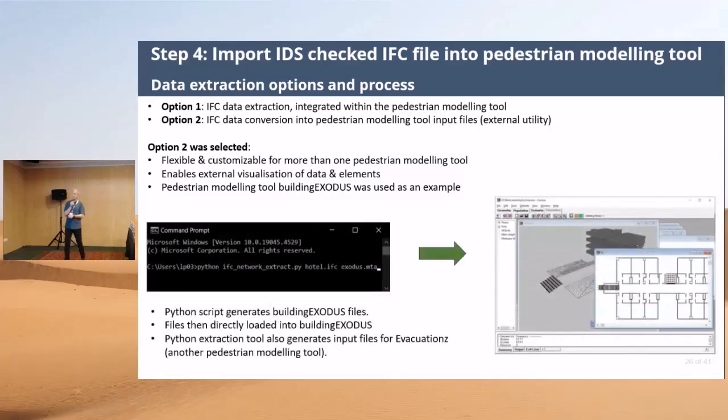So down here you see a sample command prompt. Basically, we just ran these Python scripts, which enables us to look at the visualization of the data and the elements, and also bring the whole translated set of data into buildingExodus in this case, or also for the flow model evacuations. And it does a pretty good job at doing that translation process.